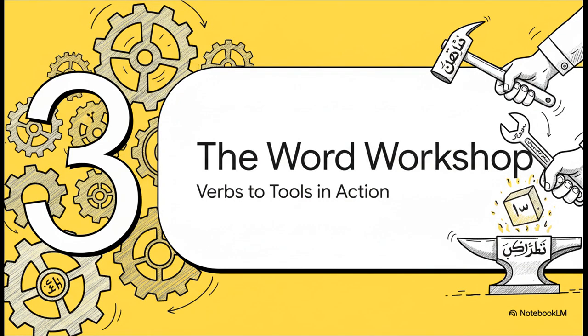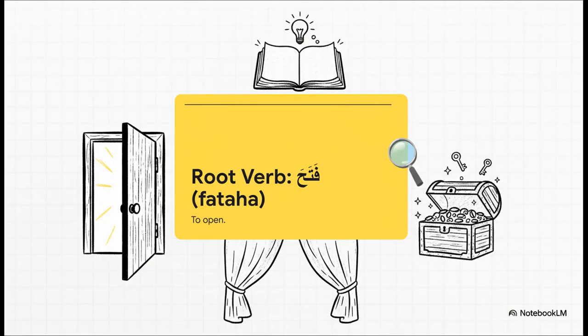All right, that's enough theory. Let's head into the word workshop. Let's see exactly how these patterns transform a simple verb into an actual tangible tool. I promise you, this is where it all starts to click. So our first piece of raw material is this three-letter root verb, fataha. It just means to open. A very common, very simple action, right?